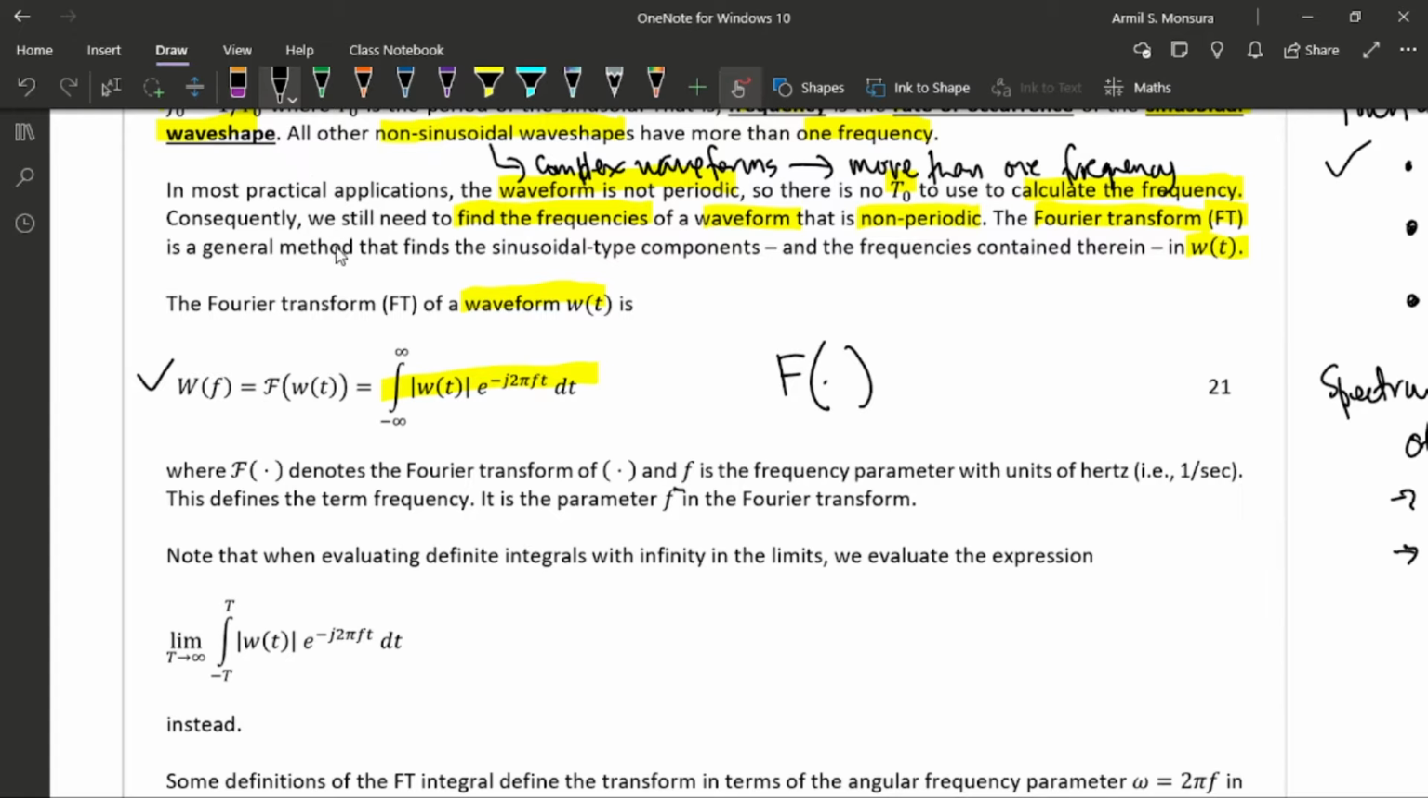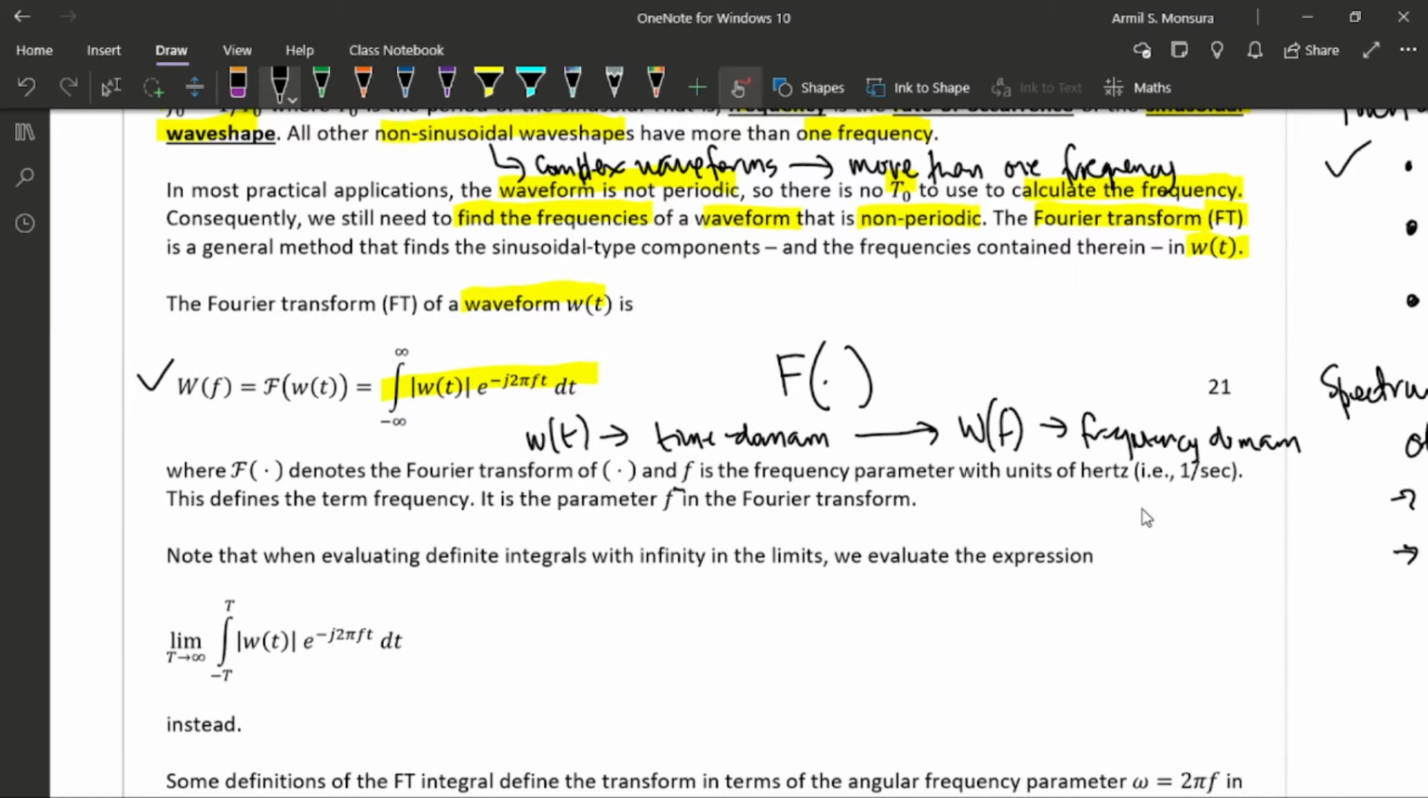the function w(t), which is a time domain function, into W(f), which is now a frequency domain function. Which means, just like all other transforms that you have learned so far, like the Laplace transform, which transforms your function from time domain to s domain, or your Z transform from time domain to z domain, the Fourier transform again transforms your function from time domain to the frequency domain.